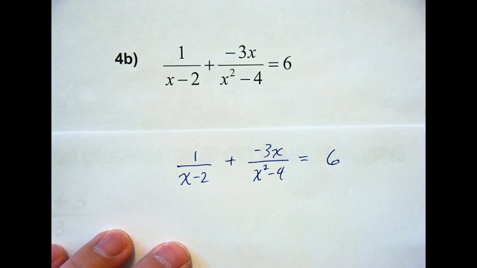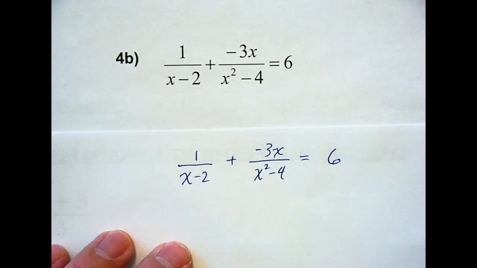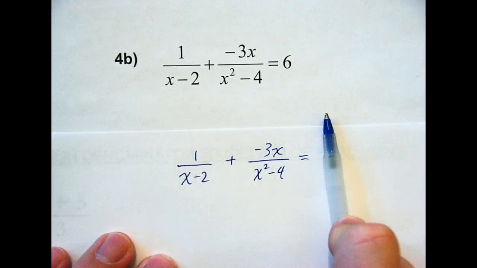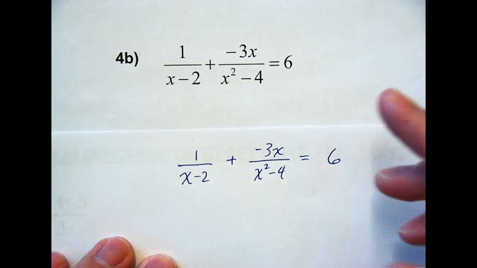I kind of alluded to it when we were talking on the last problem, when I said multiply by the common denominator, and on the last one we found the common denominator. We're going to actually multiply by the common denominator. We're going to multiply every term by the common denominator. That is easier.